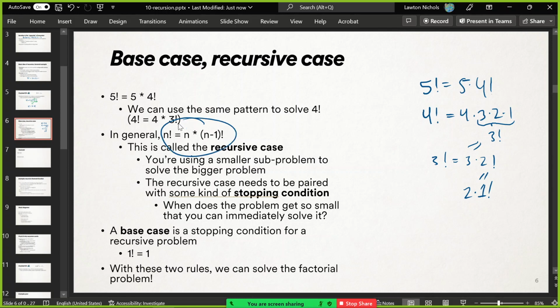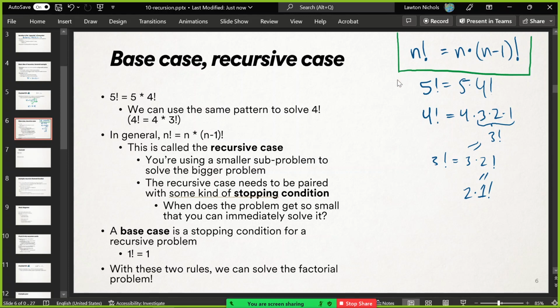So in general, replace 5 with n. In general, n factorial is equal to, we just discovered, well, if 5 was n, that means n times, and then how do you get 4 from 5 if 5 is n? n minus 1 factorial. So that's the general answer. Does that make sense? n factorial is equal to n times n minus 1 factorial. Woohoo! This is called the recursive case.